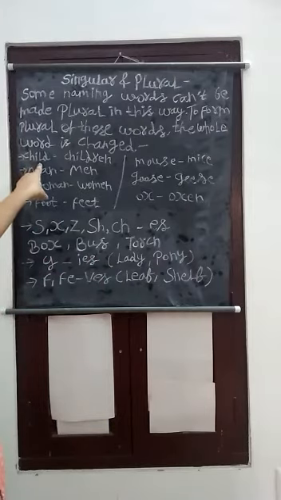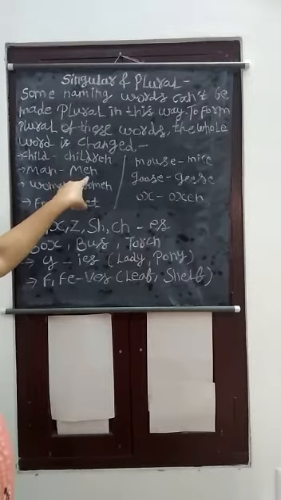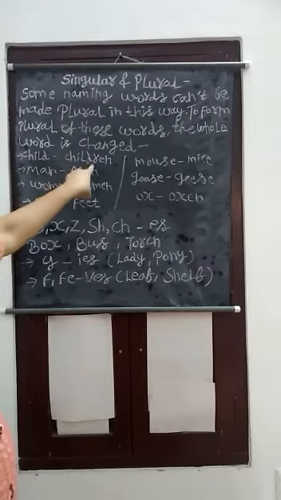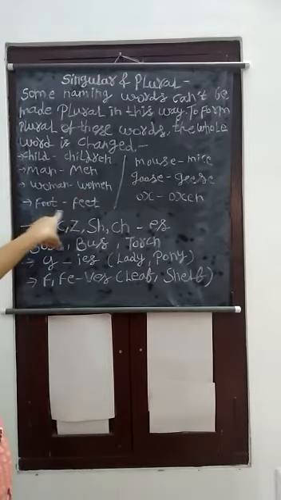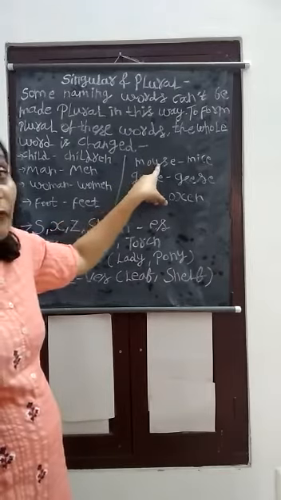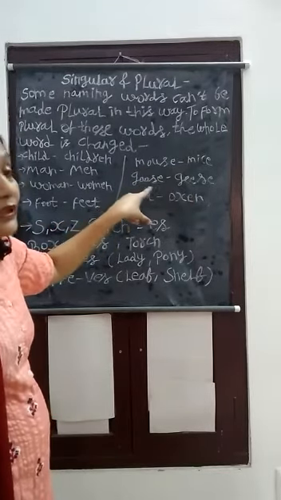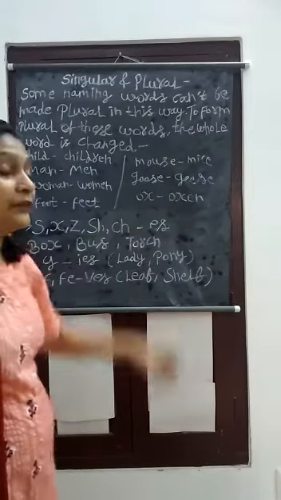The plural of child is children. Plural of man is men. This is singular and this is plural. Plural of woman is women. Plural of foot is feet. Plural of mouse is mice. Goose is singular and plural is geese. Plural of ox is oxen.